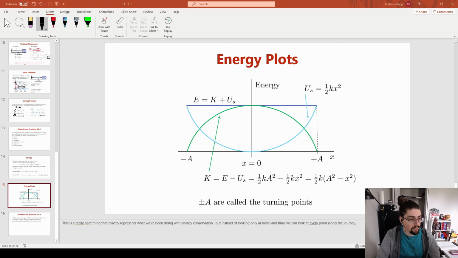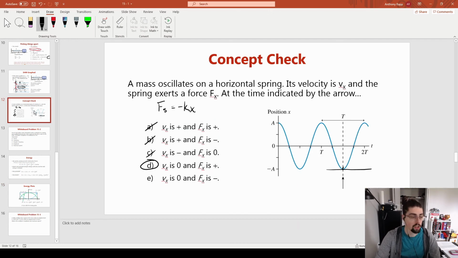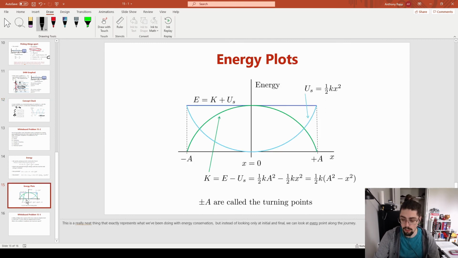And then the plus and minus A are called turning points because, again, it's where it changes direction. It was going down, then it reaches its turning point. It has stopped going in the negative direction, and now it's starting to move in the positive direction. All of that good stuff that we have seen before from all of our old calculus and pre-calc details.